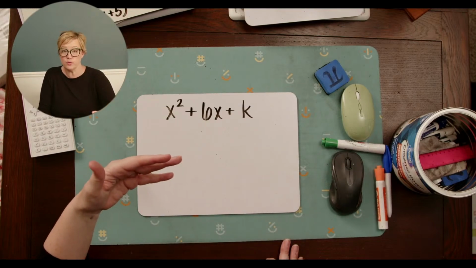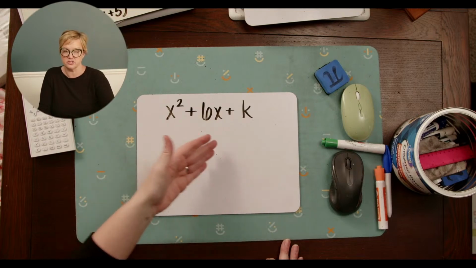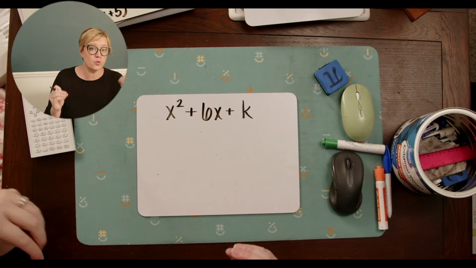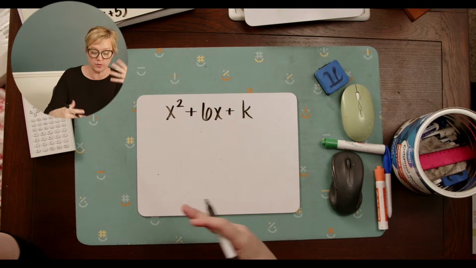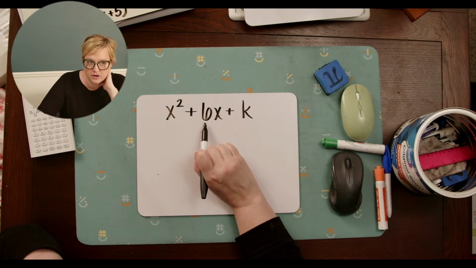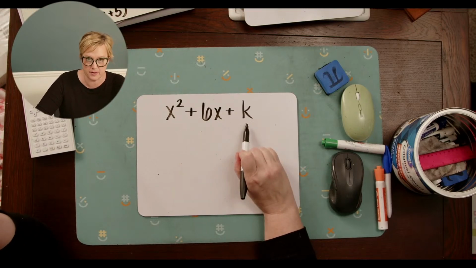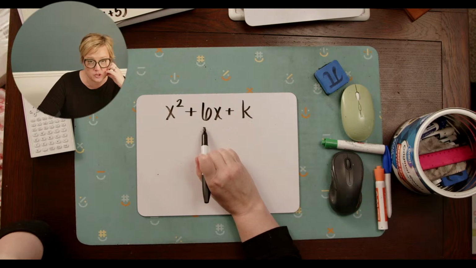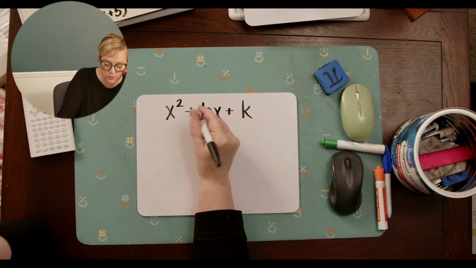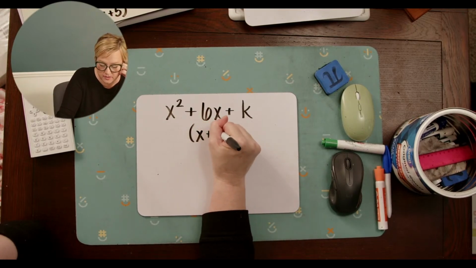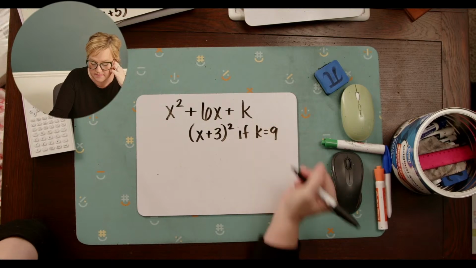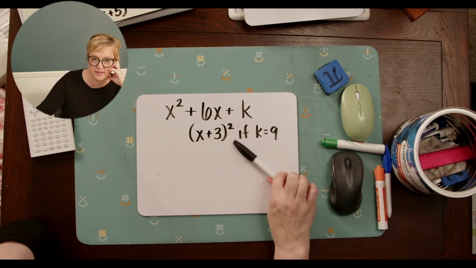There's a reason you would want to find a perfect square, and that's because when you're getting into solving quadratics and things like that, it's really helpful. Now, a perfect square trinomial is where half of this number squared is this number. So half of 6 is 3. 3 squared is 9, right? So this would be written as x plus 3 squared if k equals 9.